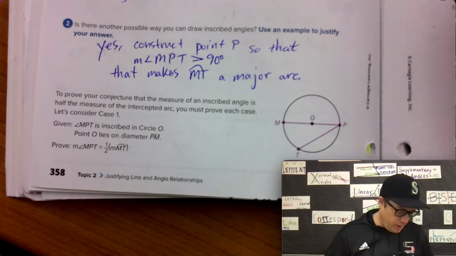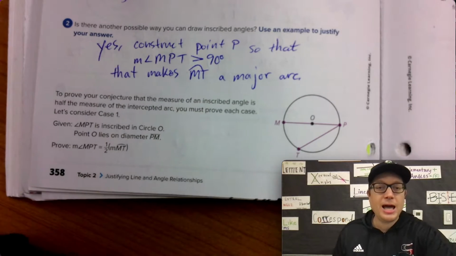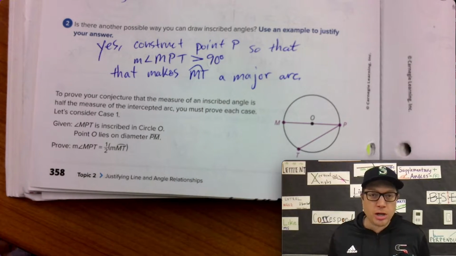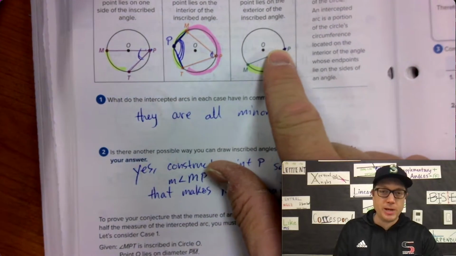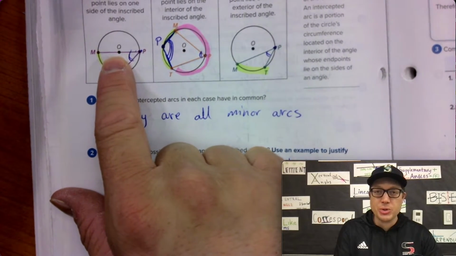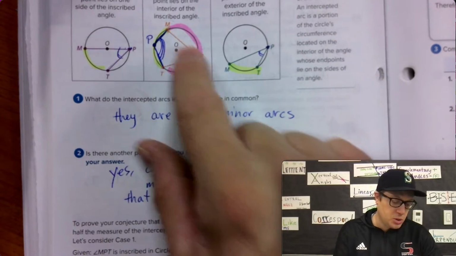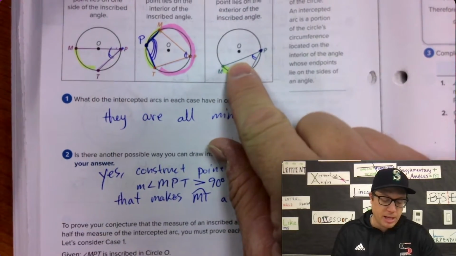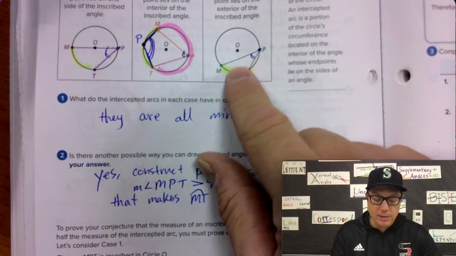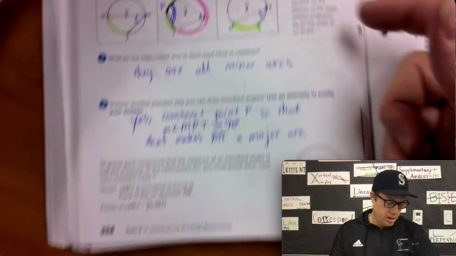For the next problem, we have to prove your conjecture that the measure of the inscribed angle is half of the measure of the intercepted arc. You must prove each case. By cases, we're looking at the three cases we have here: where one of the chords goes through the diameter, or is the diameter; or the intercepted arc is created by an inscribed angle where the center of the circle is in the interior of that inscribed angle; or this third case where the center of the circle is on the exterior of the angle.